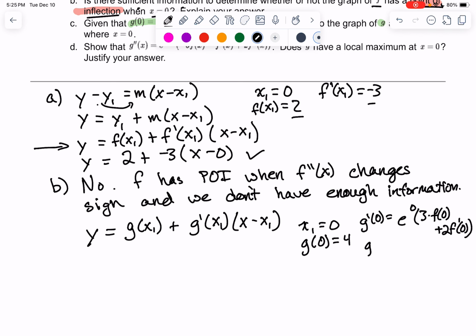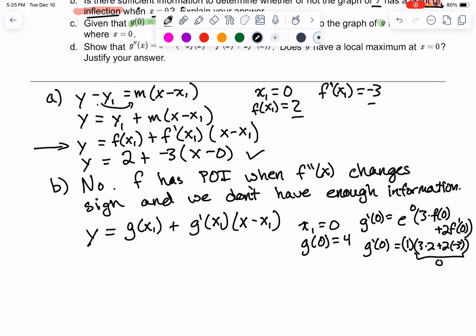So we could say that g prime of 0, I don't have to do this, but just to simplify it a little bit further, is going to be equal to 1 for the e to the 0, times, well, the first one is going to be 3 times 2, and then we'll have plus 2 times f prime of 0, which is negative 3.